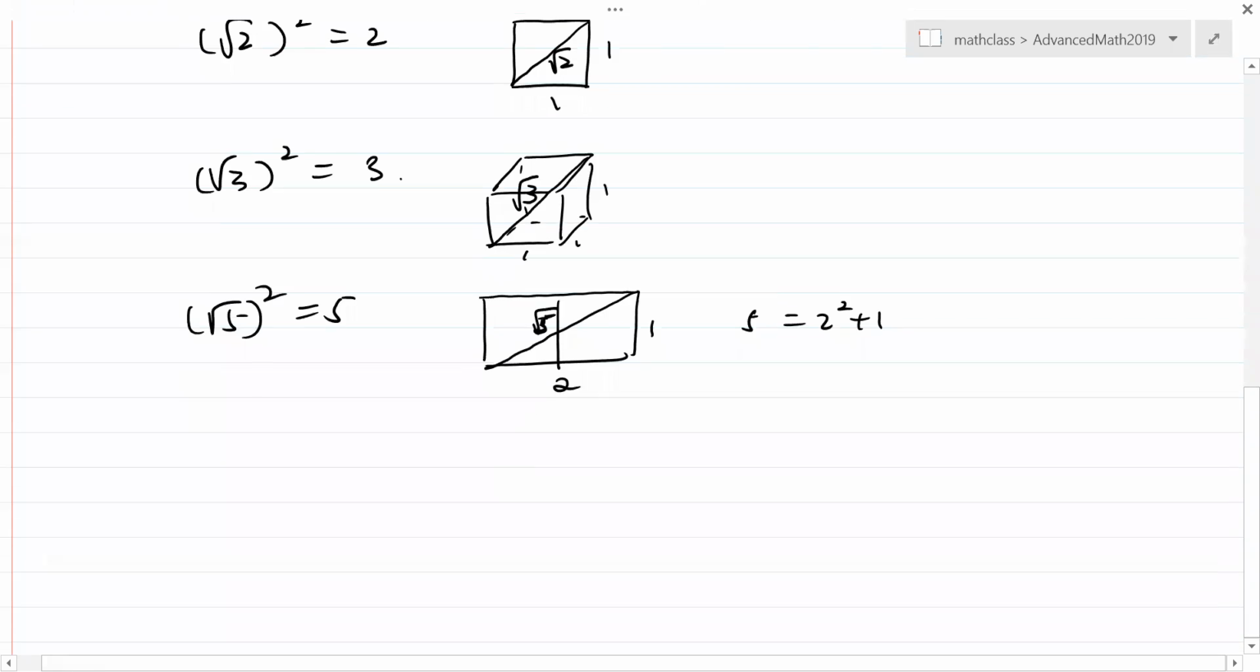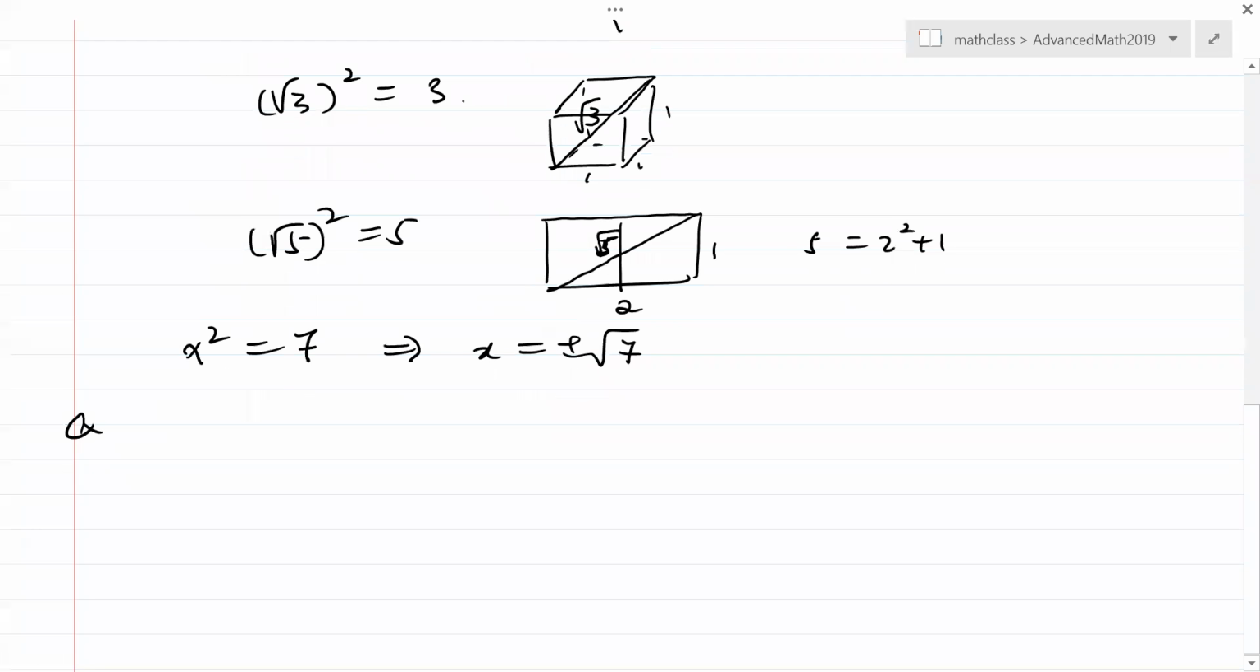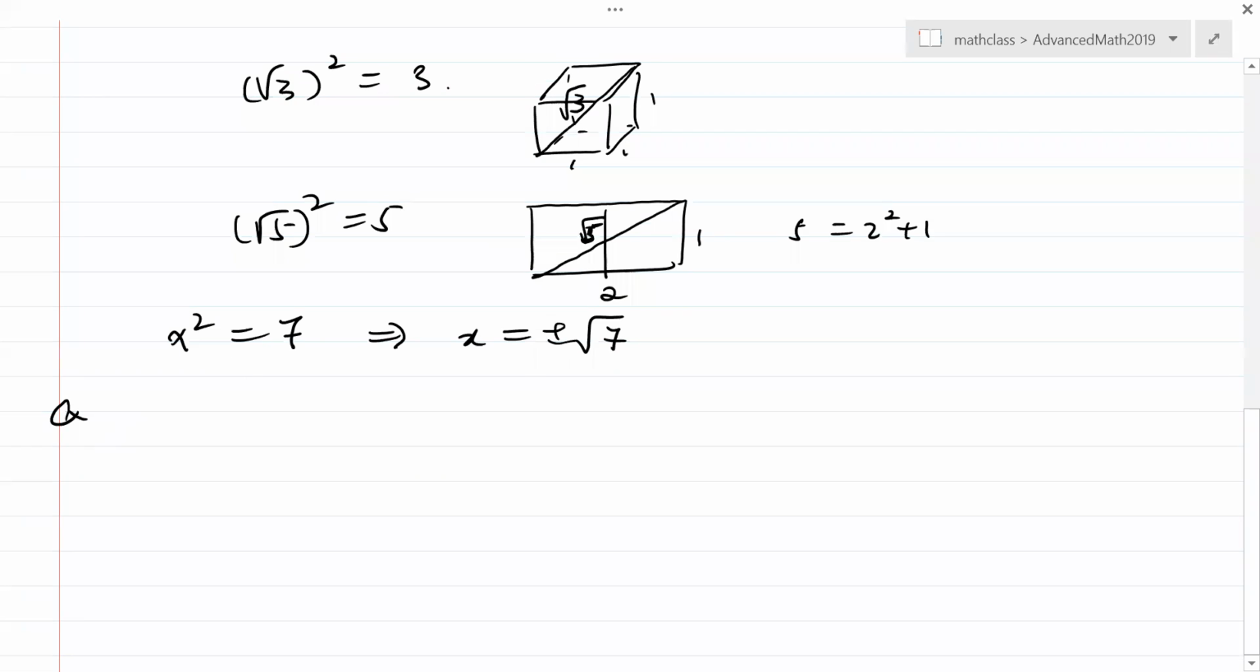All right, so if you have the equation x squared equals 7, then x is going to be plus or minus square root 7. Don't forget there's a negative solution. So if you are given the equation x squared equals 7, then it has 2 solutions: x is plus or minus square root 7. All right, so I'm going to modify the problem a little bit. How about x minus 1 squared equals 7?